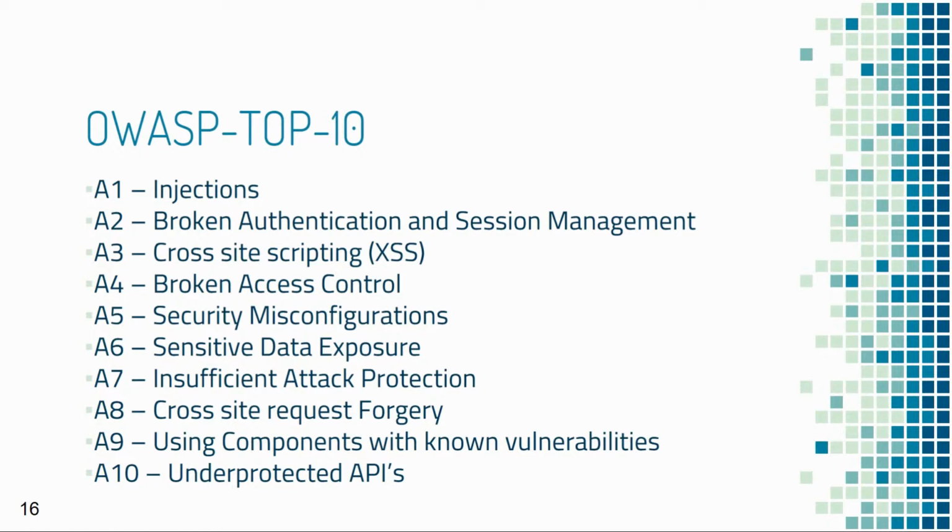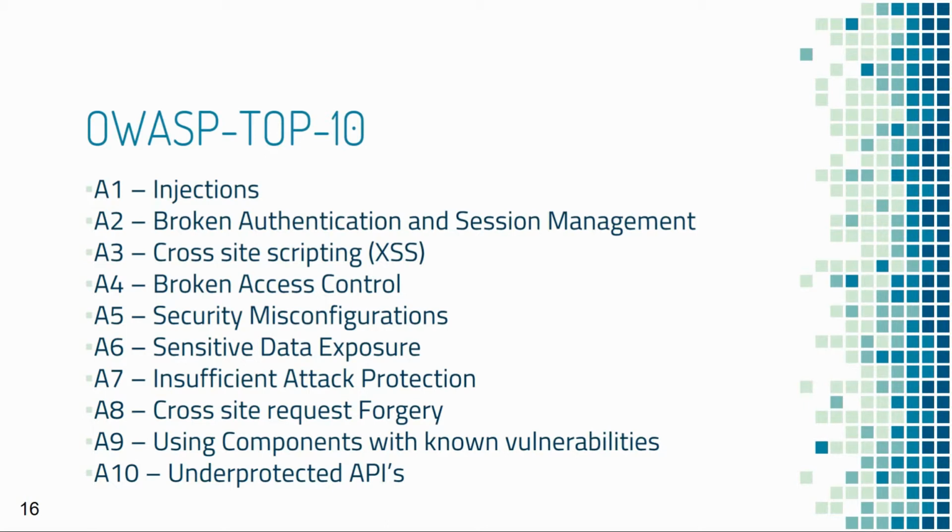Then we have A5, which is security misconfiguration. Good security requires having a secure configuration defined and deployed for the application frameworks, application server, web server, database server, platform, etc. Secure settings should be defined, implemented, and maintained, as defaults are often insecure. Additionally, software should be kept up to date.